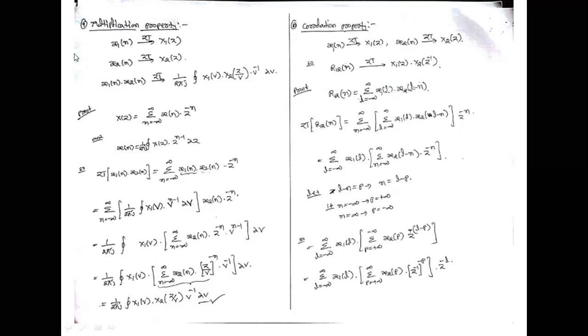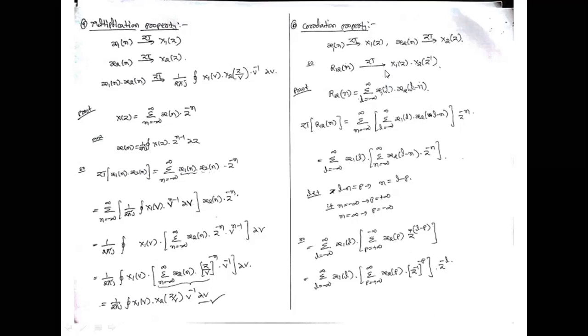This is a somewhat different property, my dear students. Multiplication property: x1 and x2, 1 by 2 pi j, the integral x1 of v, x2 of z by v, v inverse dv. Check the Z transformation definition, and also x of n as 1 by 2 pi j, the integral x of z, z power n minus 1, dz. Using this formula of x of n, substitute in this and simplify simply to get 1 by 2 pi j, the integral x1 of v, x2 of z by v, v inverse dv. Got it, my dear students?